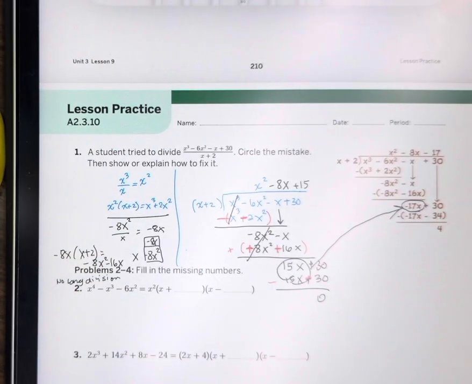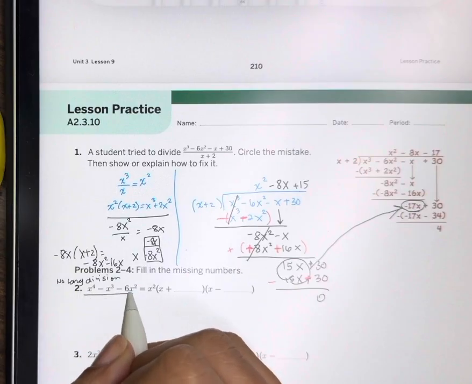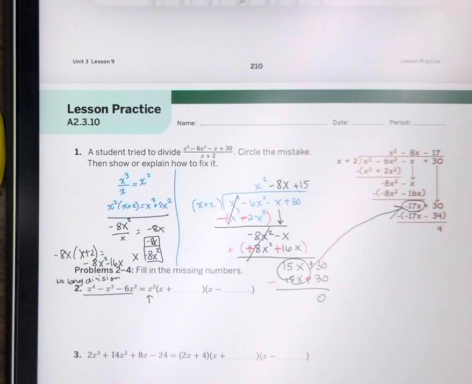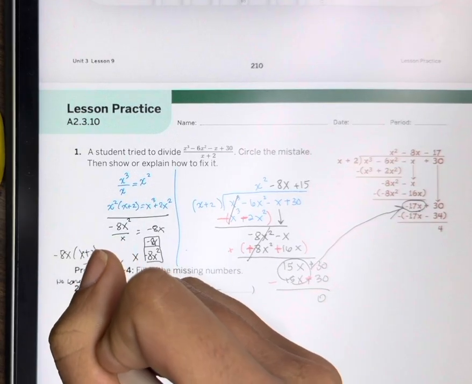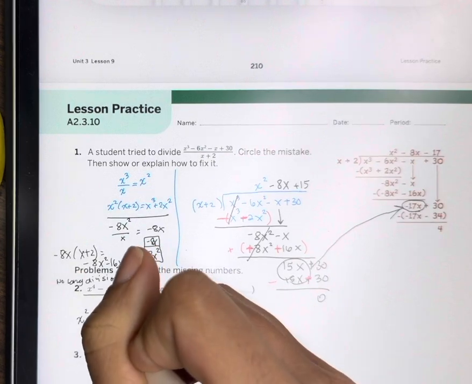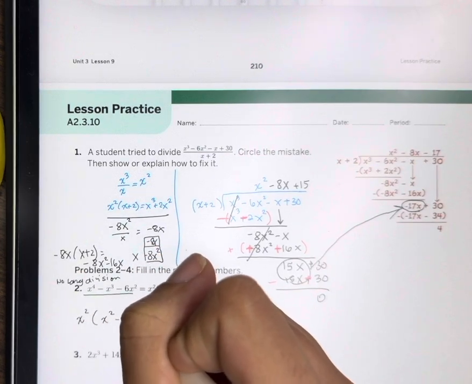All you have to do is look at this polynomial. Notice how everybody has an x squared? So look, they just took out the x squared. We can do that. Let's take an x squared out of x to the fourth minus x cubed minus 6x squared. We end up with x squared minus x minus 6.